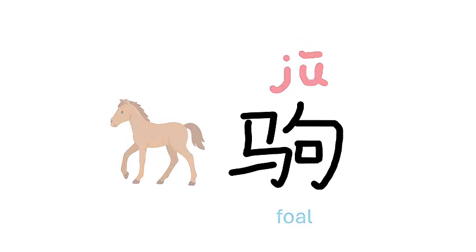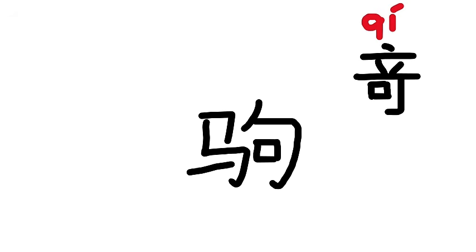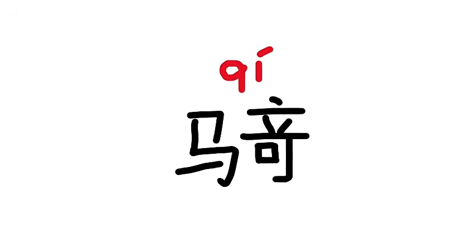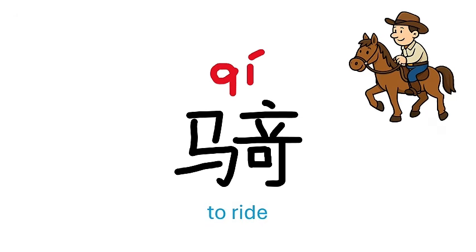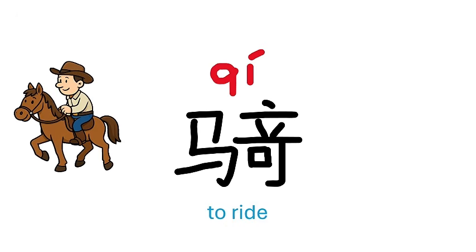Now let's replace the right side with another character, qi. When we combine ma with qi, the new character means to ride. The sound remains the same. In English, you can say ride a car or a bus, but in Chinese, this character is used mainly for riding horses, bicycles, motorcycles, and other animals.